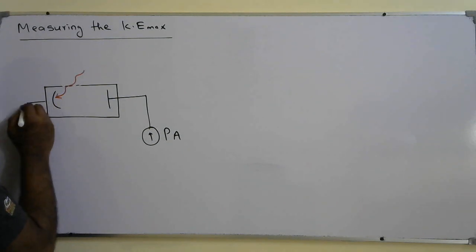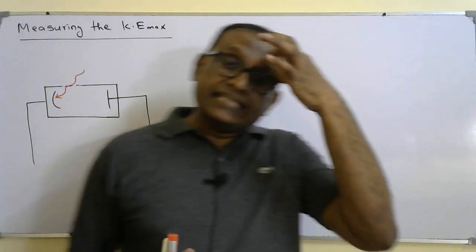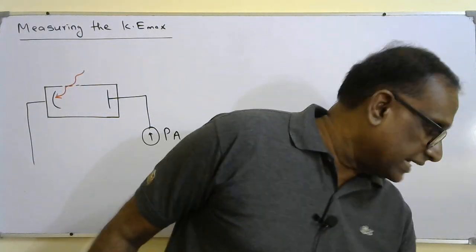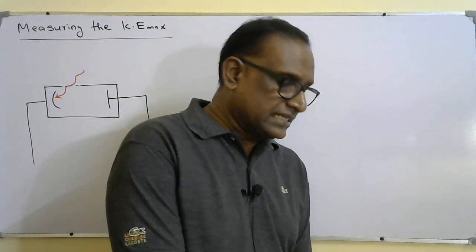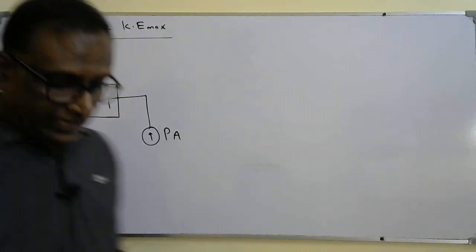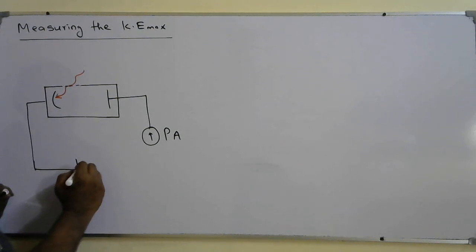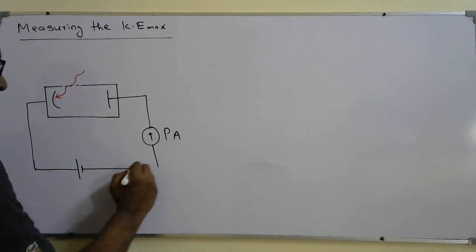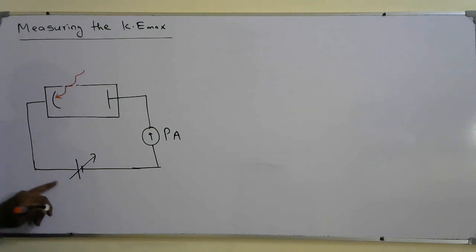So if we have a complete circuit, there will be current flow. But here our aim is to measure the kinetic energy of the fastest electron. So to measure it, we should have a circuit where we are able to stop the flow of electrons. So what we are going to do is have an opposing voltage by using a variable power supply. Some books put a potentiometer instead of this one, but I just directly use a variable power supply.